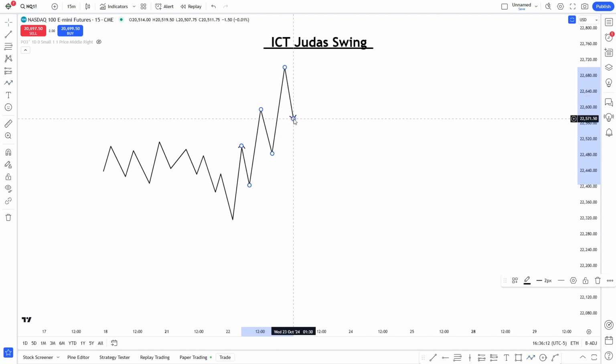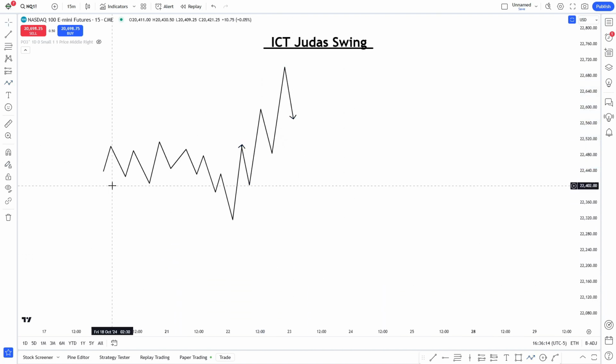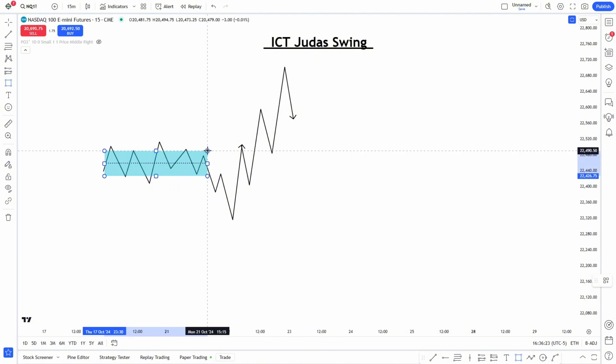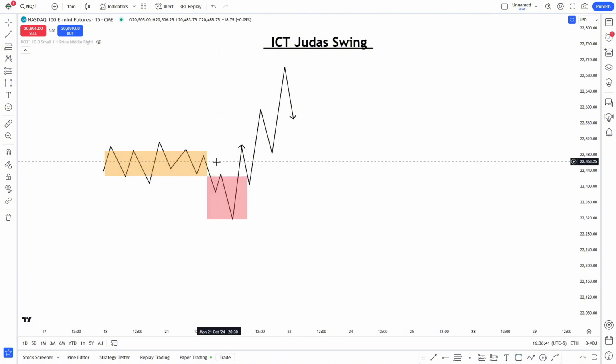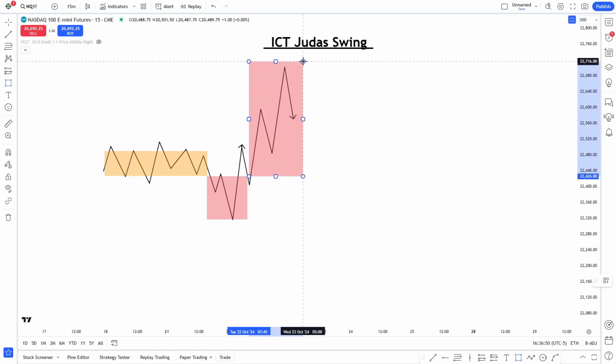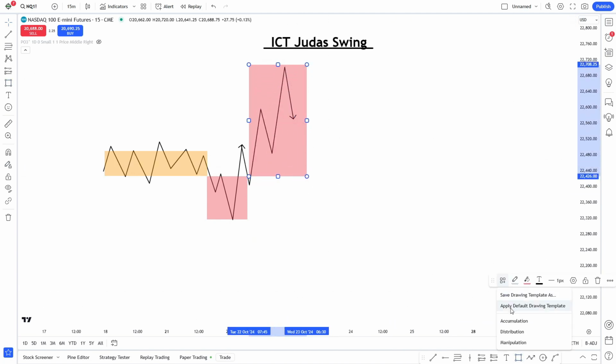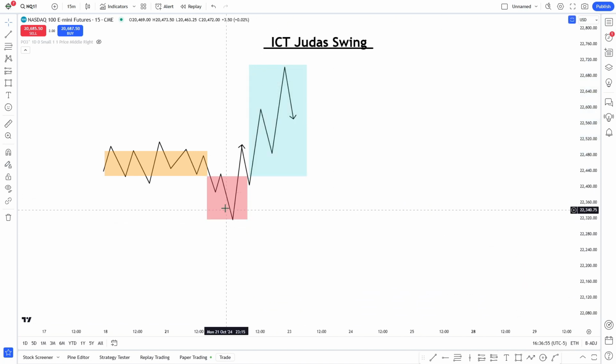Okay, so in simple terms, all a Judas swing is, is the fake move, or in other words, the manipulation that occurs. So you can also think of this as AMD. This consolidation being the accumulation, and then you have your manipulation or Judas swing right there, and then the actual move of the day, which is where the distribution occurs. Okay, so you can also think of the Judas swing as the manipulation of the AMD cycle. Accumulation, manipulation, distribution.